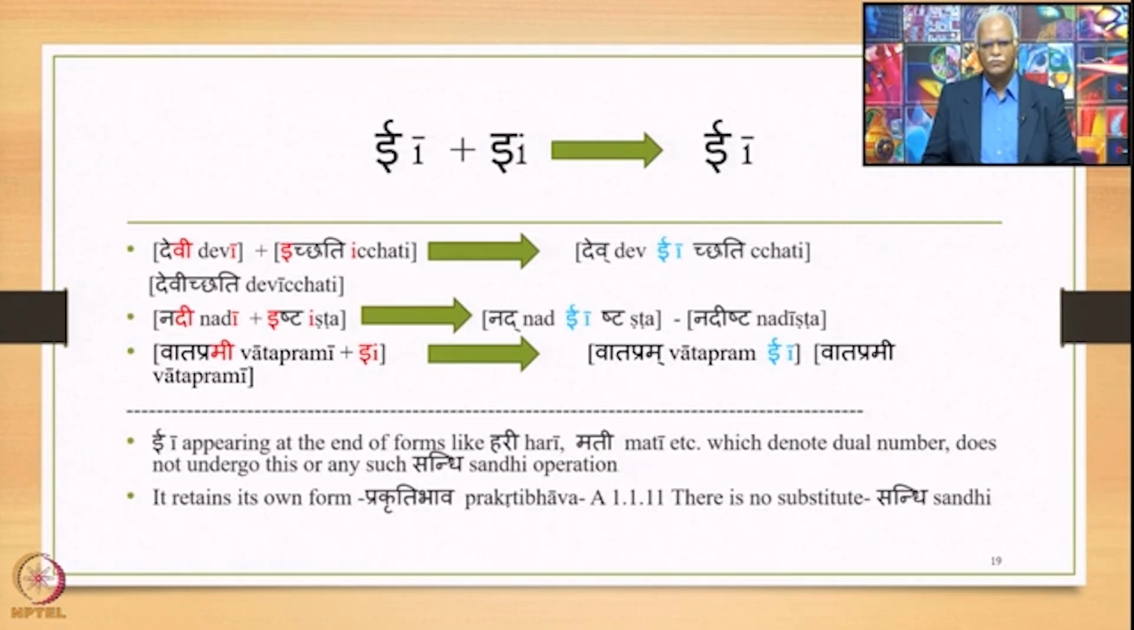Now one note is added over here, namely long E appearing at the end of forms like Hari, Mati, etc., which denote dual number, does not undergo this operation or any other sandhi operation. It retains its own form, that is Prakriti Bhava, because of the Sutra 1.1.11. There is no substitute or no sandhi happening. That is why those examples cannot be taken.